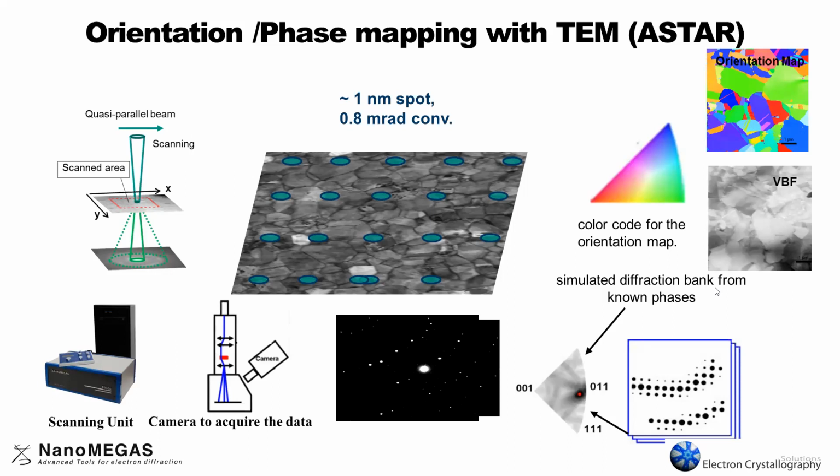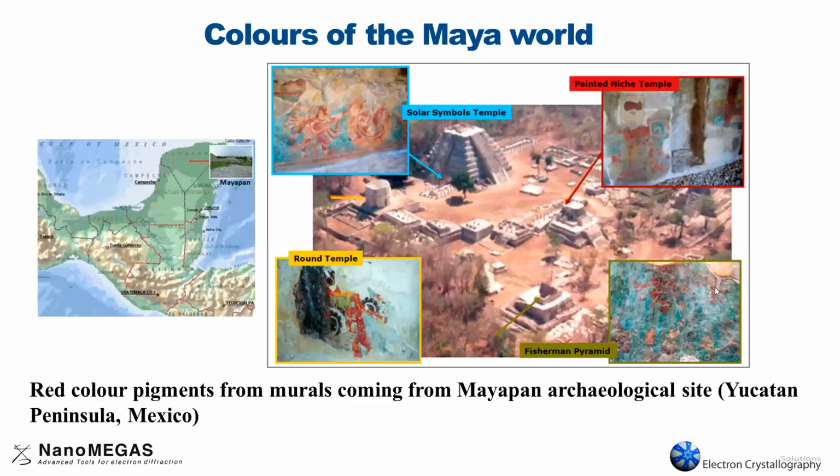To perform this type of analysis, one needs a scanning unit, which is provided by NanoMEGAS, and a fast camera to acquire the diffraction data. But one needs to keep in mind, to apply this technique, you need to know the phase information of your studied materials. So using this phase and orientation mapping technique, we have studied pre-Hispanic Maya pigments coming from the Mayapan site in the Yucatan Peninsula, Mexico.